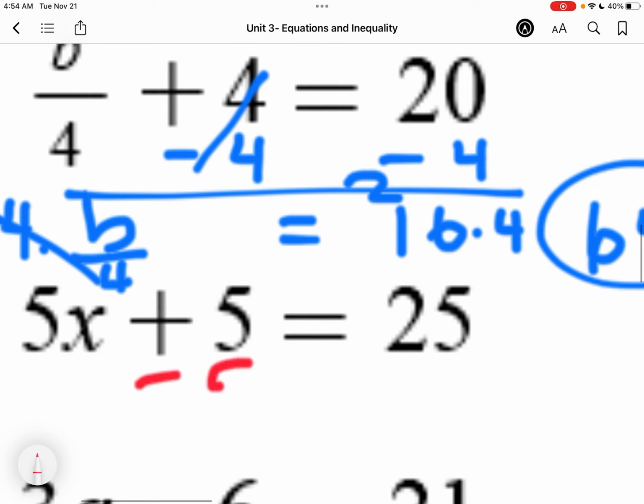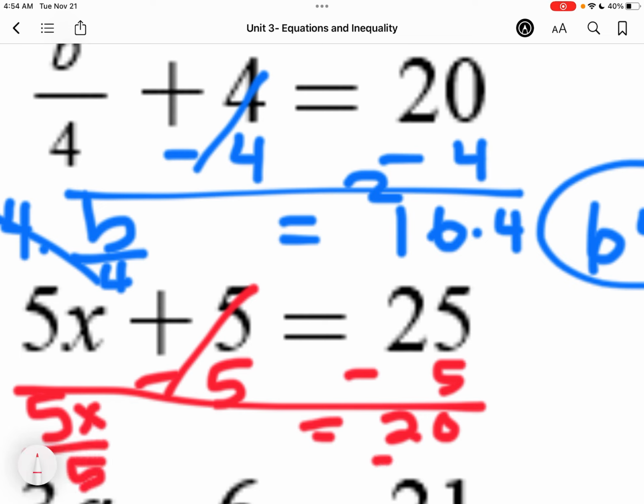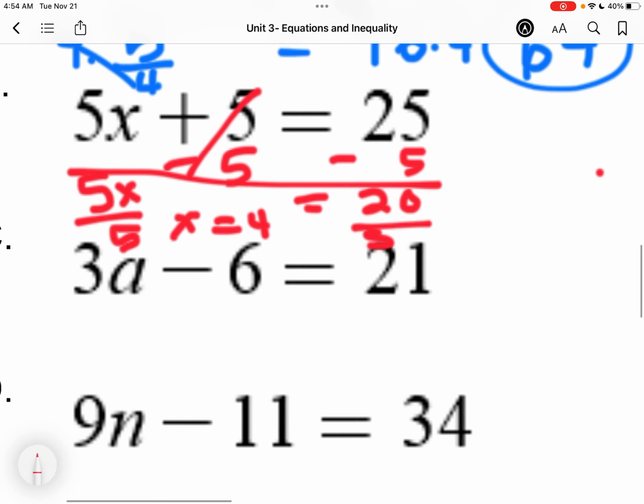I'm going to subtract 5 on each side. And we get 20. Divide by 5. X equals 4. That wasn't the answer we were looking for.